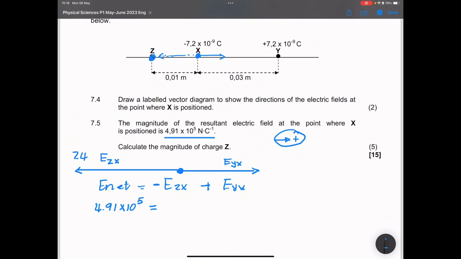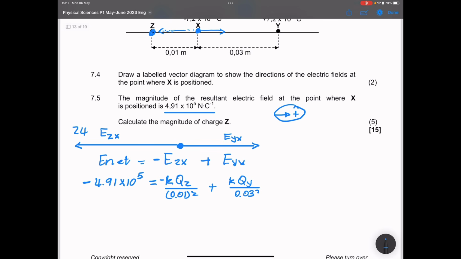So I'm going to take a chance there. If I've chosen that to be negative, which means my net field would be negative, right? So this is K. Note, I take the field of Z, so that's minus KQZ divided by the distance, which is 0.01 squared, plus, we said that direction is positive, so that's K QY divided by the distance between X and Y, 0.03 squared, right?